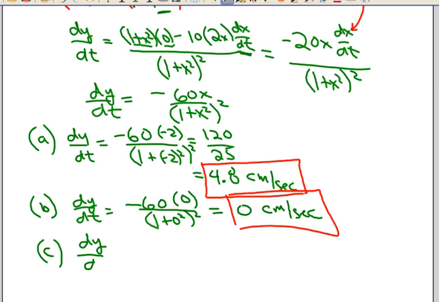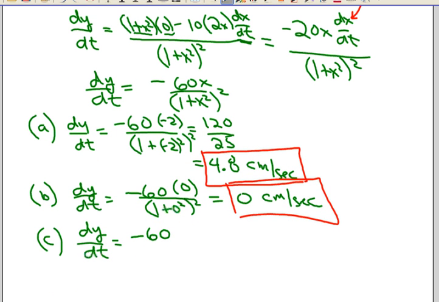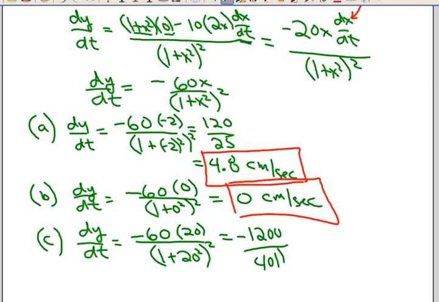dy/dt. We've got our -60. What is x this time? 20. So I'll put in the 20. On the bottom, I've got 1 plus 20 squared, squared. This will be a little bit of a mess. We'll get our calculator here for a nicer answer. Well, not a nicer answer, but an approximation at least. Looks like a -1200 on top. And it looks like 20 squared is 400 plus 1, a 401 squared on the bottom.